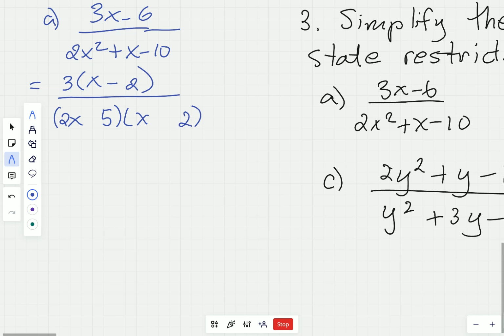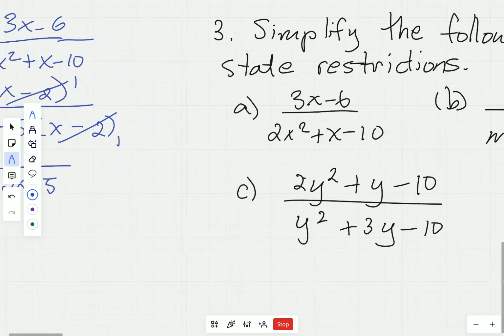All right, so now we've got to get our signs, the positives and negatives, in the correct place. So let's put a positive here and a negative there. So if we do that, then if we multiply it out, we're going to get 2x squared minus 4x plus 5x minus 10. So the 5x minus the 4x gives us our x. So looks like we've factored. And if you notice, we have a common factor of x minus 2, so we're going to cancel those out. And then we're left with 3 over 2x plus 5. All right, so we've simplified.